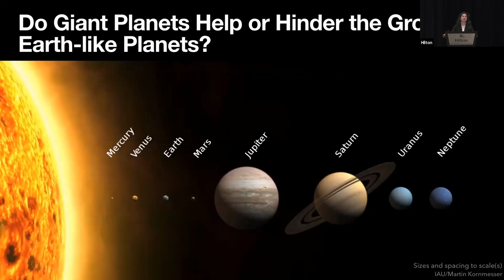Let's start someplace familiar, our own solar system. The giant planets played an important role in planet formation here, as Jen just reminded us. Jupiter and Saturn were responsible for keeping our terrestrial planets small, and Jupiter directed water-bearing comets toward Earth, influencing or perhaps even causing the origin of life. From Doppler surveys, we know that roughly 15% of sun-like stars host Jupiter-like planets. What is not yet understood is whether giant planets help or hinder the growth of Earth-like exoplanets.